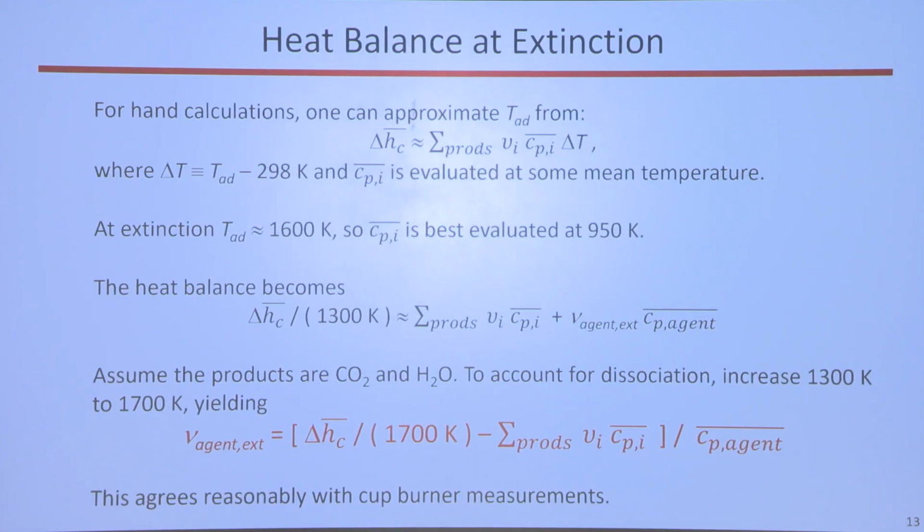And then the heat balance becomes this, where there's really only one unknown in the equation. Heat of combustion divided by that temperature increase of 1300 kelvins is equal to the sum of the stoichiometry for the products and the amount of agent. So now we have a simple expression, a back-of-envelope calculation with only one unknown in it, which is the agent stoichiometric fraction, nu sub agent.